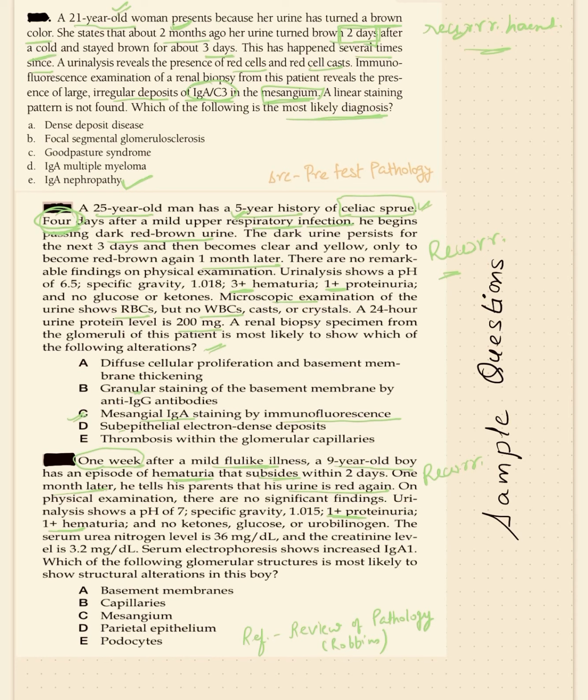Creatinine level is a bit increased, and electrophoresis shows increased levels of IgA1. So I told you in the lecture of IgA nephropathy that IgA1 is more implicated in IgA nephropathy. So again, which of the following glomerular structures is most likely to show the structural alteration? So you know that in IgA nephropathy, the most important structure in which IgA gets deposited is the mesangium. So this will be the answer.